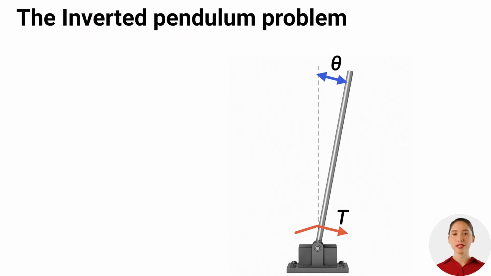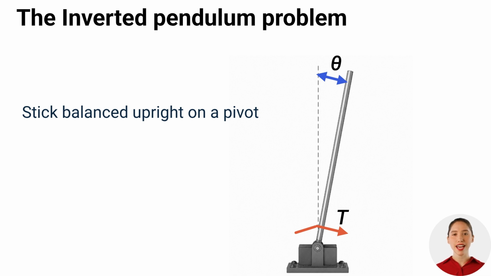The inverted pendulum is a classic control problem. Imagine a stick balanced upright on a pivot. Naturally, it wants to fall due to gravity. The goal is to keep it standing. At any moment, the system is characterized by the angle theta, which measures how far the pendulum is from the upright position. When theta is 0, the pendulum is perfectly balanced.